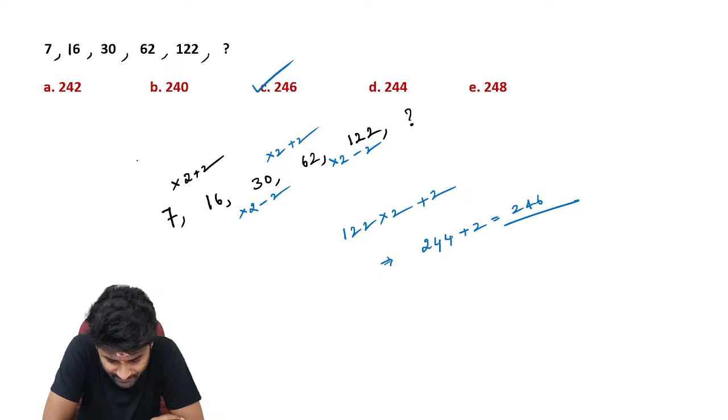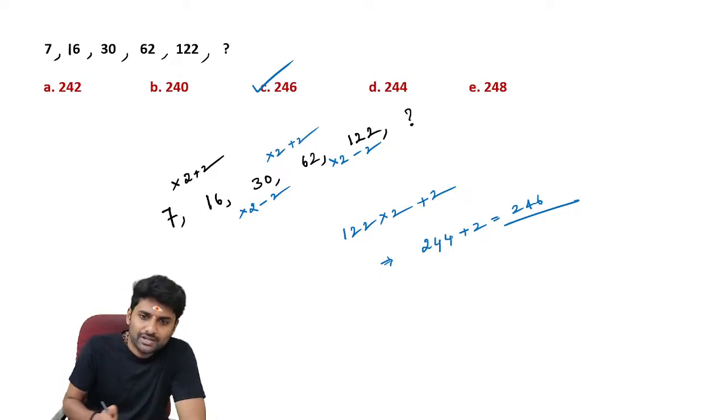Yes, 246 is the correct answer. Very good, Nana. It's an alternating operation: into 2 plus 2, into 2 minus 2. 246 is the correct answer.